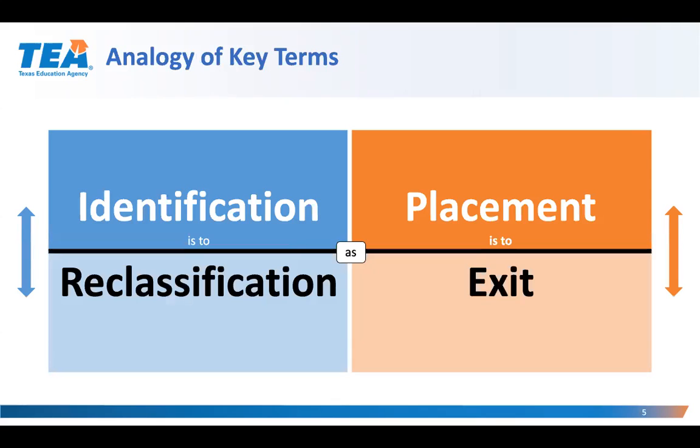So the LPAC, the Language Proficiency Assessment Committee, has the responsibility to appropriately identify a student as an English learner and to then reclassify the student as English Proficient when the student has met the appropriate criteria. So based on the state's criteria for identification and reclassification, the LPAC determines the point at which a student has been identified as an English learner and the point at which the student has met reclassification as English Proficient.